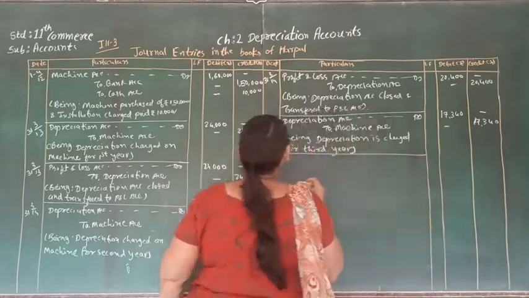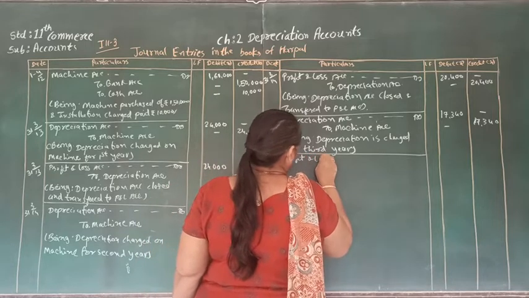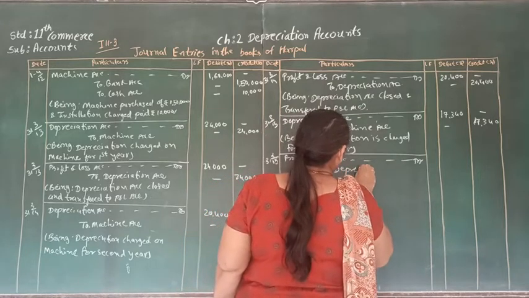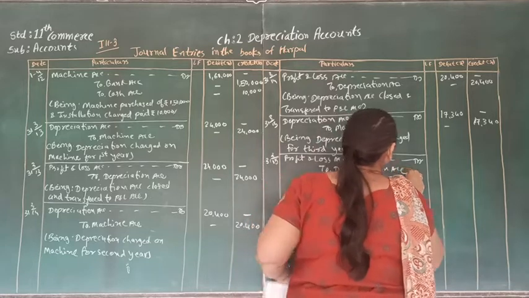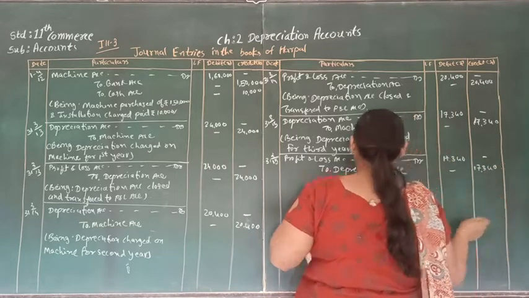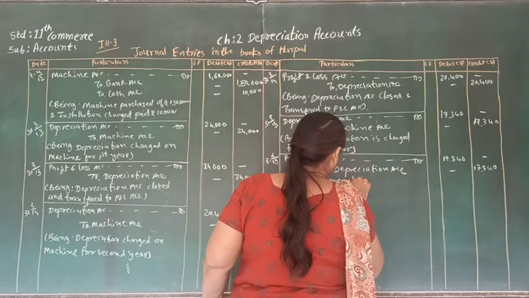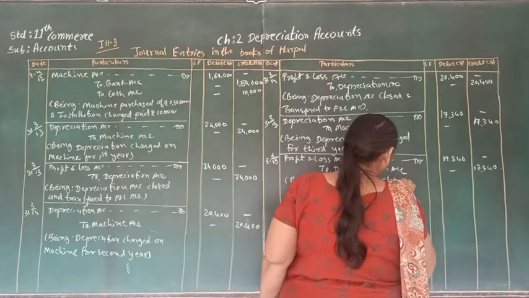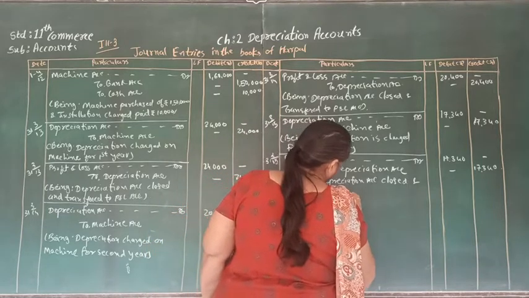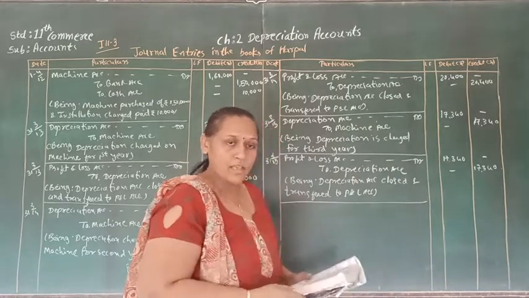Now let's close the depreciation account and transfer to profit and loss account. For that, profit and loss account debit to depreciation account, and the amount will be 17,340. Here, being depreciation account close and transfer to profit and loss account. So this is how we have to pass the journal entry.